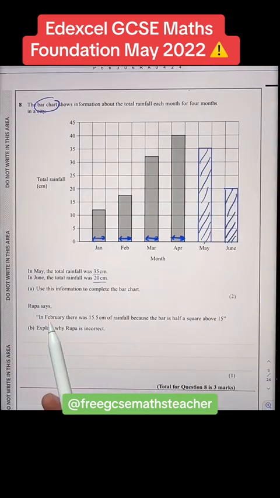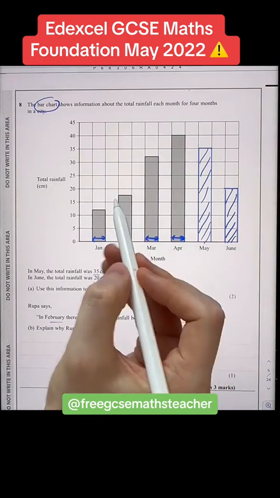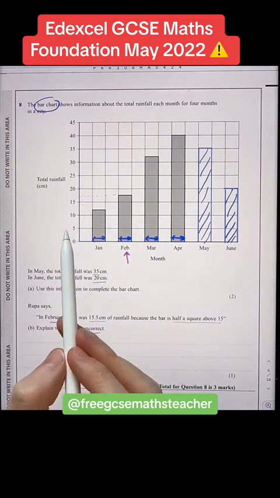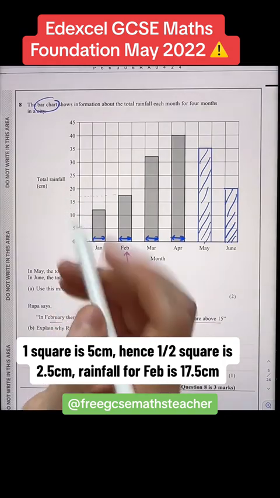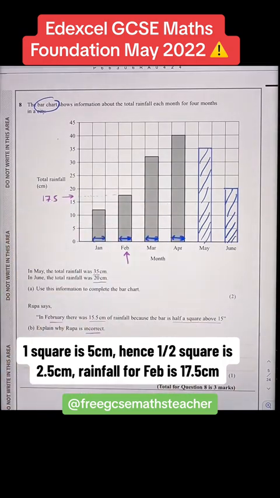Rupert said, in February, there was 15.5 centimetres of rainfall because the bar is half a square above 15. Explain why Rupert is incorrect. Well, looking at the height of the bar for February, I can see it is half a square above 15. But looking at the scale, I should see that 1 square represents 5 centimetres of rainfall. Therefore, half a square would represent 2.5 centimetres of rainfall. Halfway between 15 and 20 would therefore be 17.5. So there's actually 17.5 centimetres of rainfall in February.